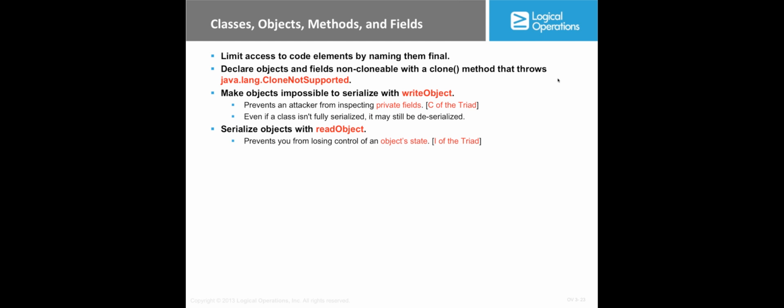So some of the best practices that we indicate with object oriented programming is that you should limit access to code elements, specifically by naming them final. Okay, declare objects and fields non-clonable. Is that a new term for anyone? Declare the field non-clonable. So close down the ability to get a hook into that. Okay, so it's new to a couple people.